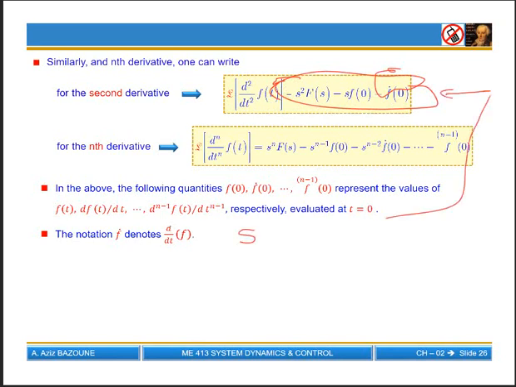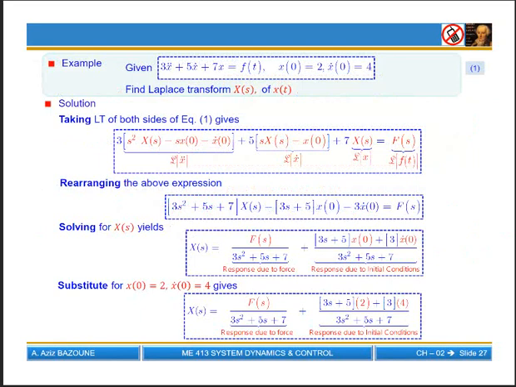We take the Laplace transform of the second derivative like this: s squared F of s, multiplying the Laplace transform of f by s squared, and then minus s f of 0, and then minus f dot of 0. Usually f dot of 0 is the velocity, and f of 0 is the displacement. Since it is a second order system, this is the velocity at time t equal to 0, and this is the displacement at time t equal to 0.